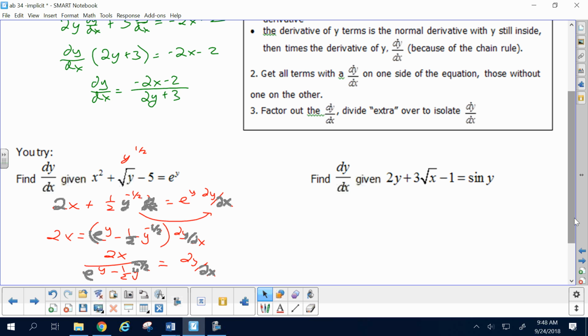By the way, depending on how you move terms, it's possible you could have an answer with exactly opposite signs on every single term, and that does happen, and that is okay.